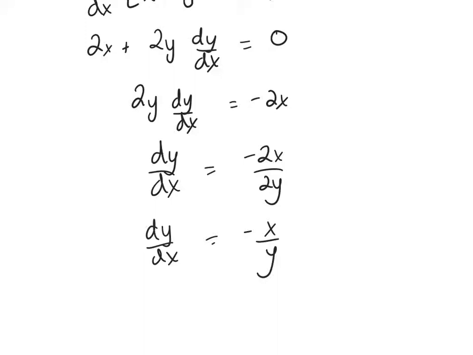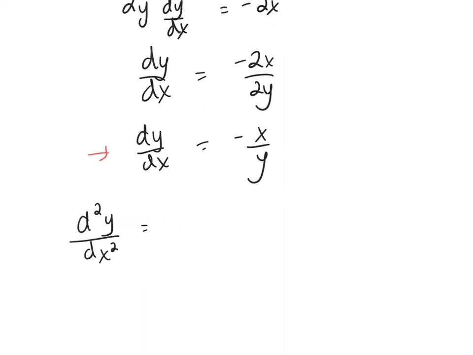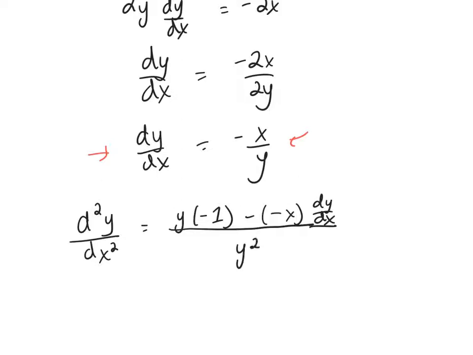Now this isn't exactly what we were asked for. We want the second derivative. So what we need to do is take this equation and take the derivative of both sides. So then I would be getting the second derivative. And then on the right-hand side, you're going to have to use the quotient rule. Okay. So I'm going to have a fraction. The bottom times the derivative of the top, negative 1, minus the top times the derivative of the bottom, which is dy/dx, over the bottom squared.